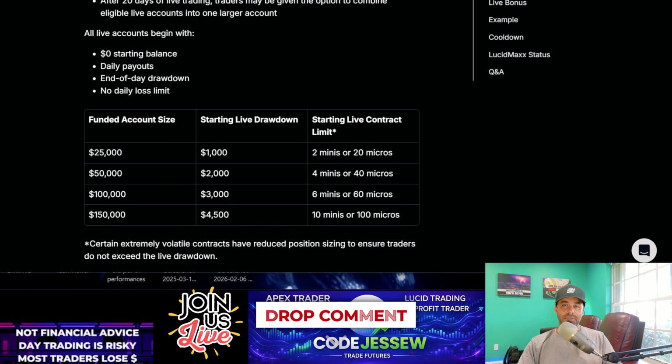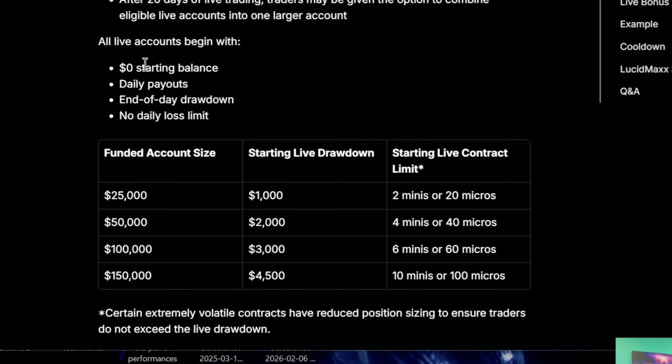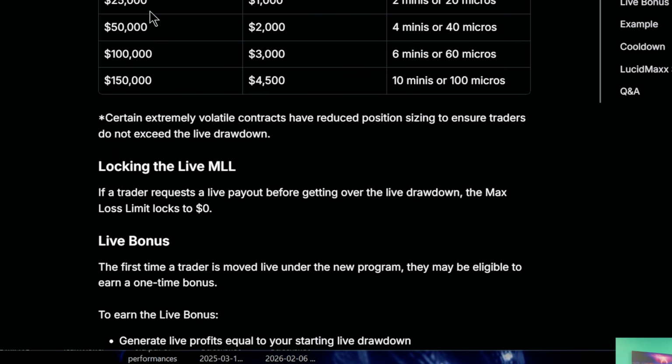We can get some payouts out of that one. All live accounts begin with 0 starting balance, daily payouts, end of day drawdown, and no daily loss limit. Funded account size, the 25K, your starting live drawdown is going to be 1,000, 2,000, 3,000, 4,500 respectively according to account size. And the same leverage as before, which is not bad at all.